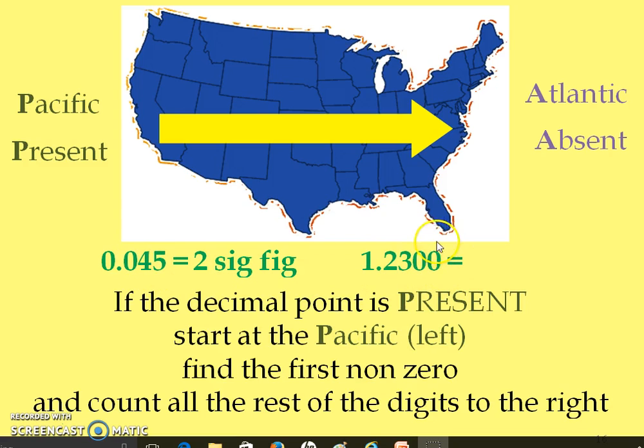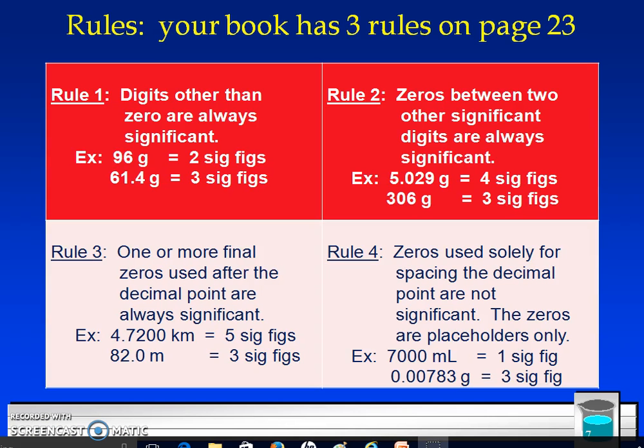So let's look at this number. Again, the decimal place is present, so I'm going to start at the Pacific side, go till I hit my first non-zero, and start counting. 1, 2, 3, 4, 5. So this would be 5 sig figs. So in this case, those zeros would be significant. Okay, so that's the easiest way.